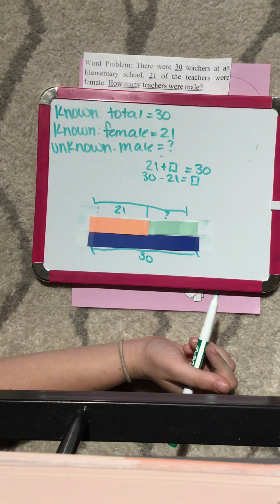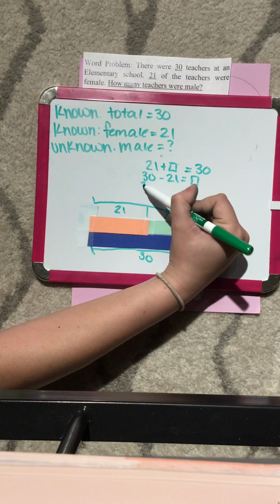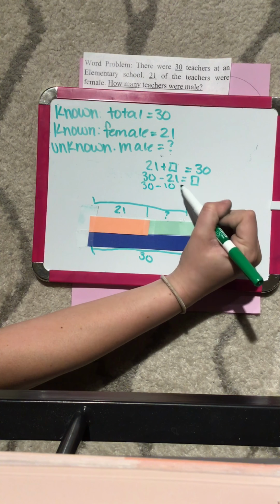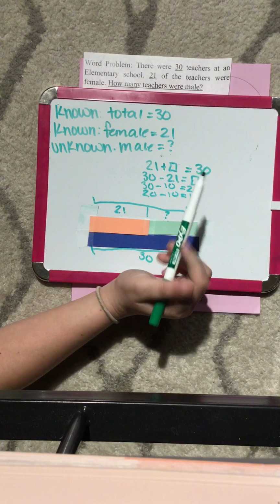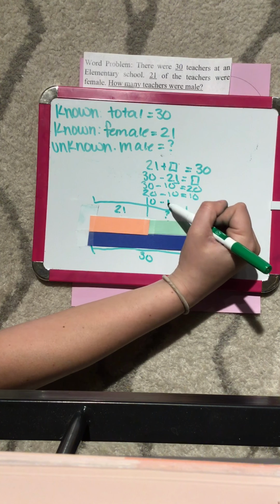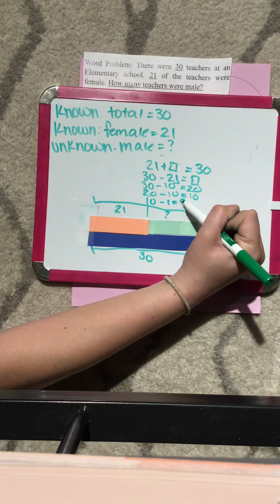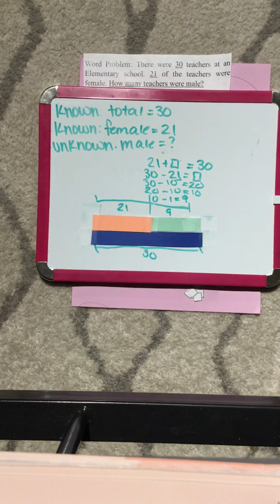We are going to be using the make 10 strategy in order to do the subtraction. So we will start by 30 minus 10, which will give us 20. 20 minus 10, which will give us 10. And then we still have to subtract one more from our original. So 10 minus 1 equals 9. So if we had 21 female teachers and we have a whole of 30, we will have to have 9 teachers in order to make this a part-whole.